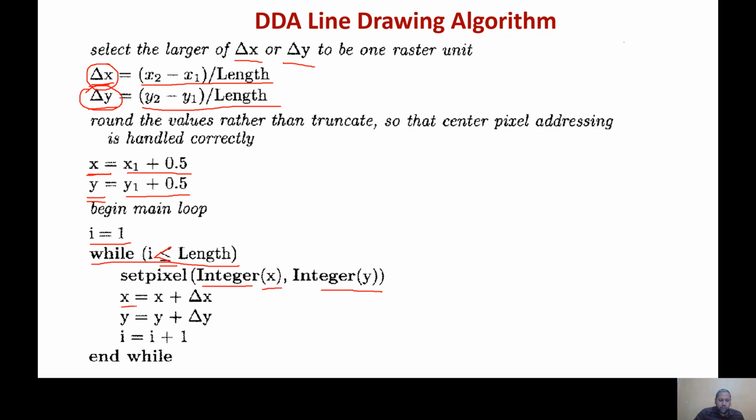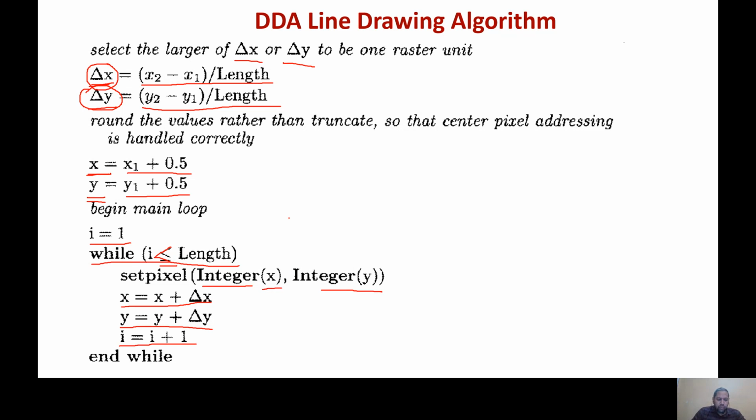Then x is equal to x plus delta x, and y is equal to y plus delta y, so delta x is added into x and delta y is added into the y value, and obviously i is incremented so that we can continue with the while loop. When I come out of this while loop, you find the line is drawn or plotted. So this is the quick review of the DDA line drawing algorithm.